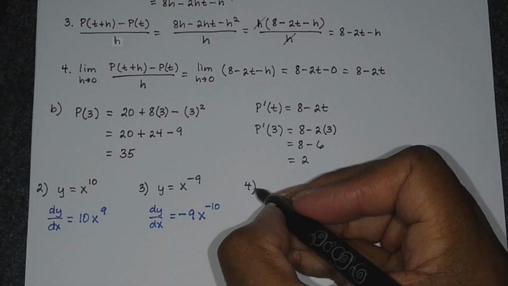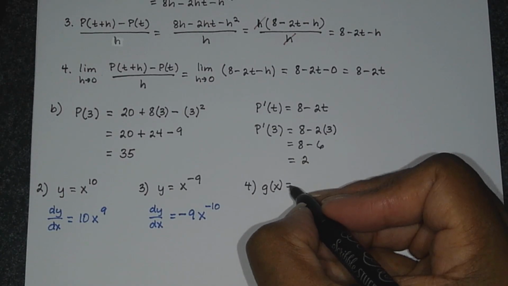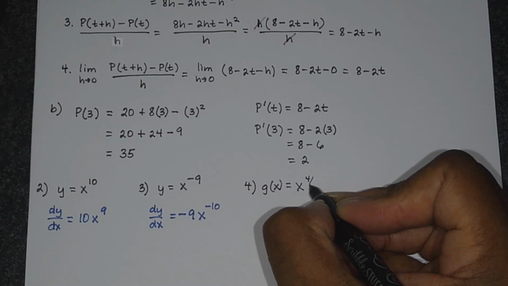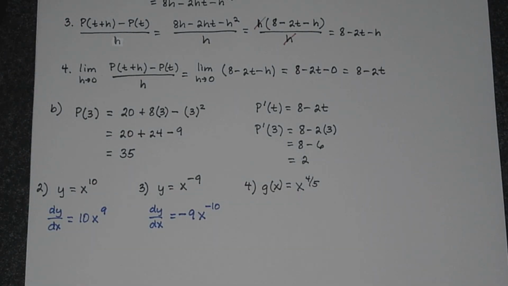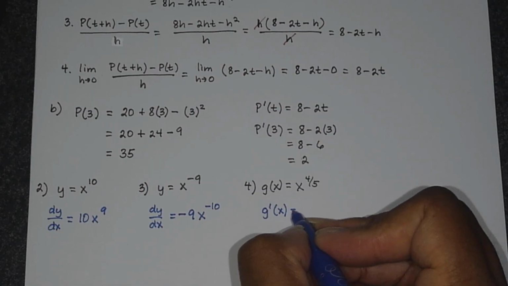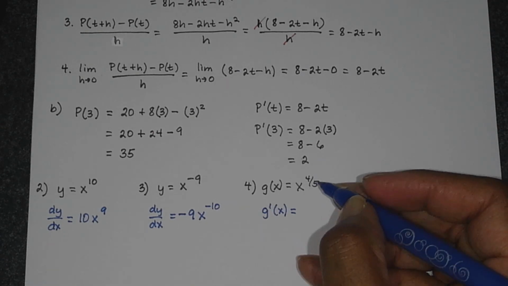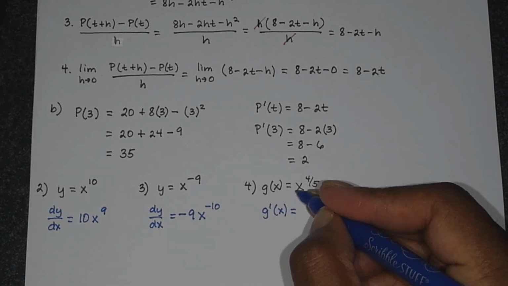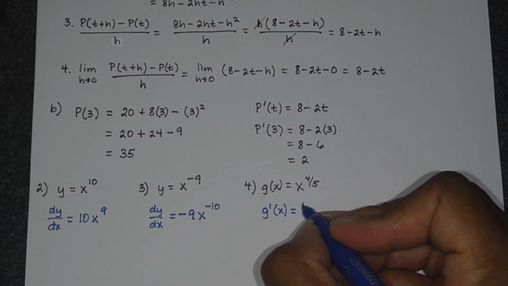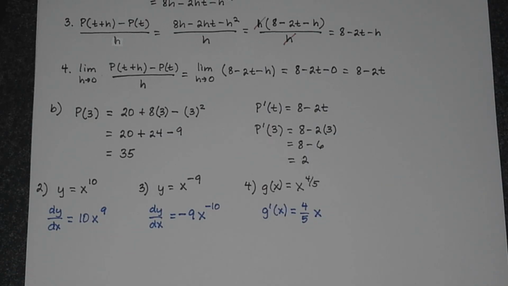All right, number 4, we got g prime of x, and we have g of x is equal to x to the 4/5. We want g prime of x. Okay, so again, using the power rule, we need to bring the exponent down, which will be what, 4/5? Copy the x over to the one less power. What's 4/5 minus 1?